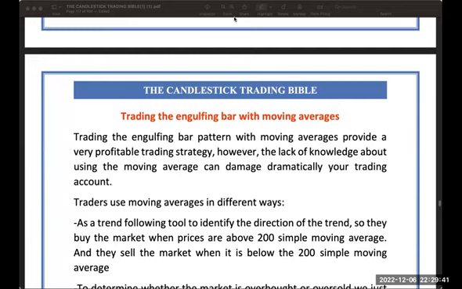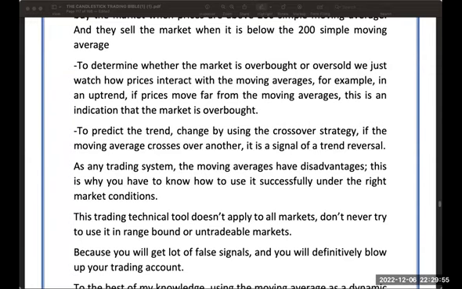All right. Traders use moving averages in different ways. As a trend following tool to identify the direction of the trend, they buy the market when price is above the 200 simple moving average, and they sell the market when the price is below the 200 simple moving average. To determine whether the market is overbought or oversold, we just watch how price interacts with the moving averages. For example, in an uptrend, if price is moving far from the moving averages, this is an indication that the market is overbought. To predict a trend change using the crossover strategy, if one moving average crosses over the other, it's a signal of a trend reversal.